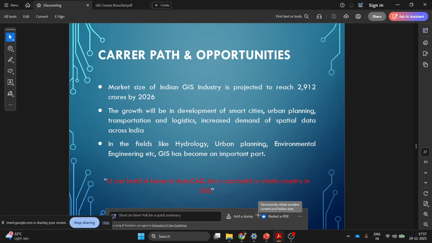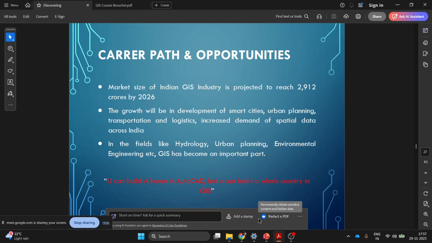Since we are going through a very fast development phase, we will need GIS planners in our future to build our society. And this is not the only application. In fields like hydrology, urban planning, environmental engineering, etc., GIS has become an important part. For example, as an environmental engineer, I am using GIS in various aspects. So it is finding application in all areas. So those are the career opportunities that are there in GIS.